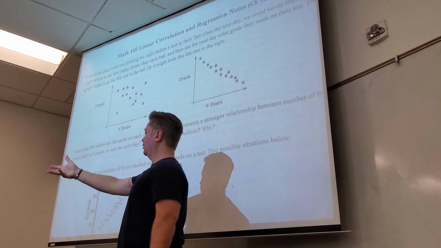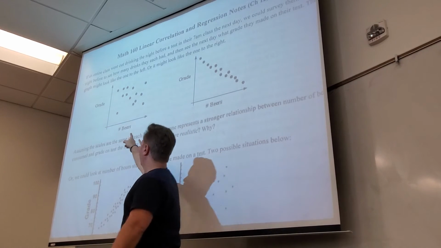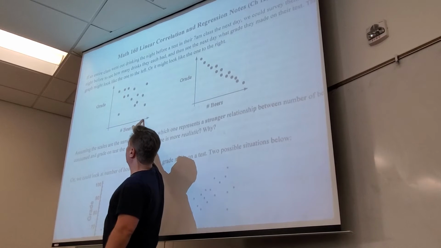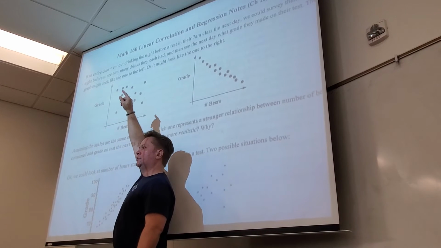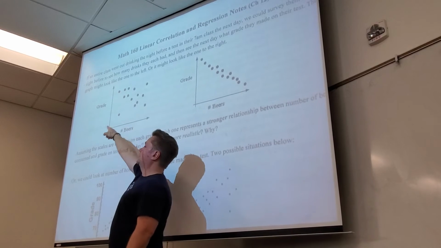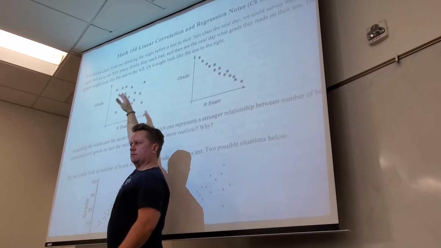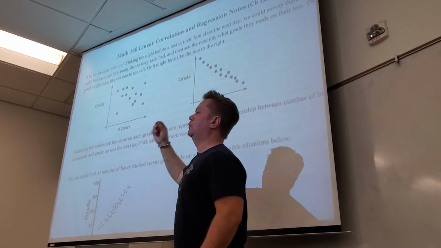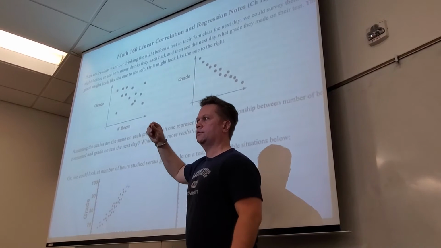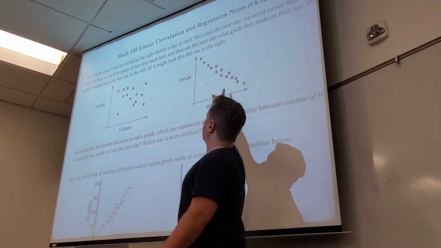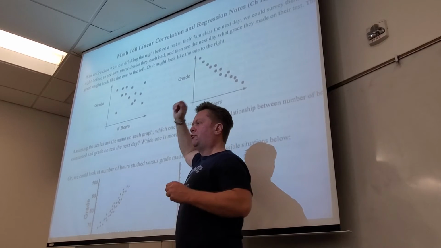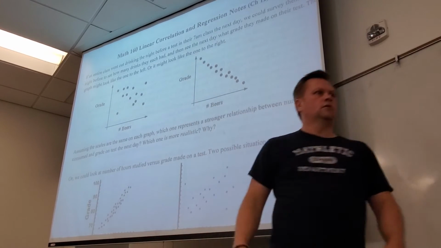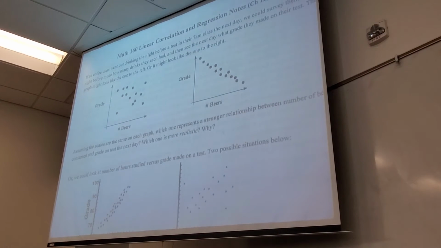Yeah, down, a negative trend. Meaning, as the number of beers increases, it seems that the grades decrease, right? Now, which one of these has a stronger relationship between the two variables? The second one has a stronger relationship. Which one is more realistic? Yeah, the first one's more realistic.